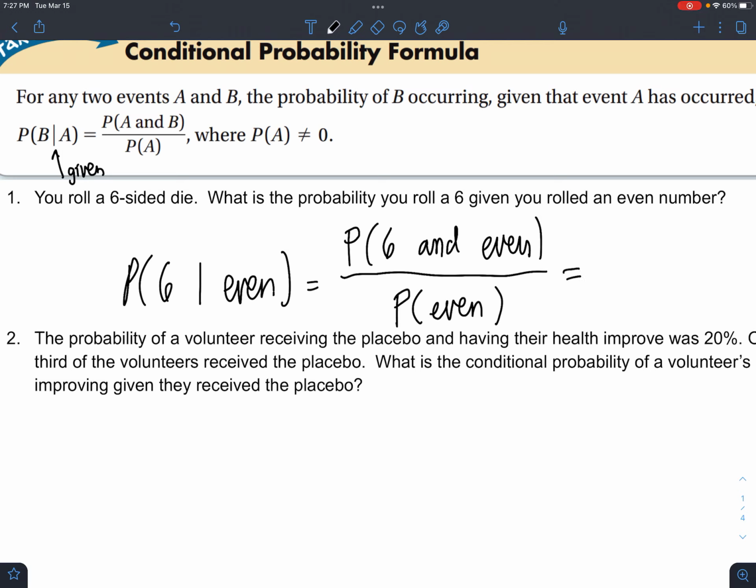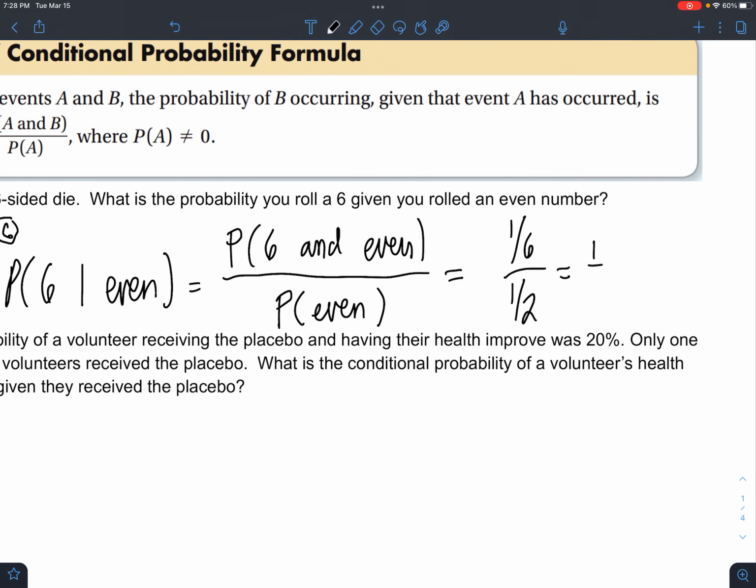So what's the probability that you roll a 6 and it's even? Well, this is one roll, right? So we just got to consider the options. So 6 is the only number that is both even and 6, right? 4 and 2 do not work because they are not 6. So the answer here is 1/6. And the probability that you roll an even, we know is a half. So now we know we can flip and multiply. So at the end of the day, we get 1/3. Okay.